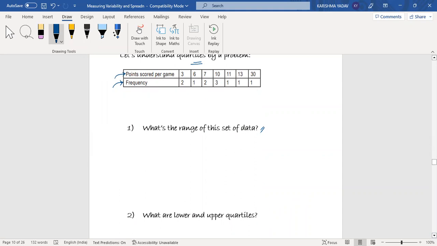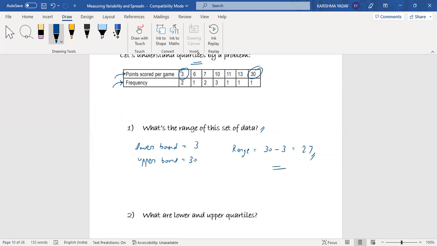For the range, we have to find the lower bound and upper bound. The lower bound of this set of data is 3, that is the lowest value, and the upper bound is the highest value in the data set, that is 30. As the range is upper bound minus lower bound, it is 30 minus 3, which equals 27. So my range here is 27.